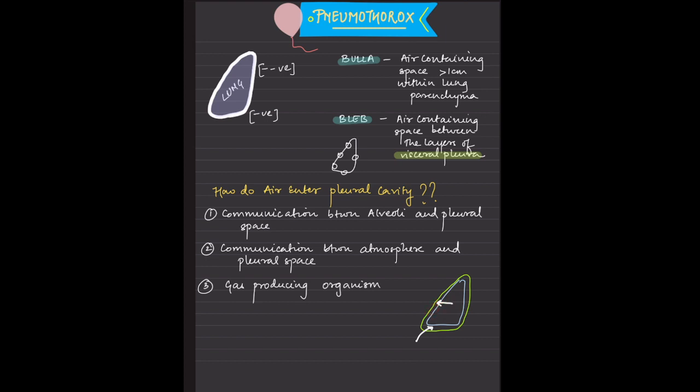And in normal physiology we all know that the apex of the lung is more negative as compared to the base of the lung. So this is an important concept in case of primary spontaneous pneumothorax. We will come to it.